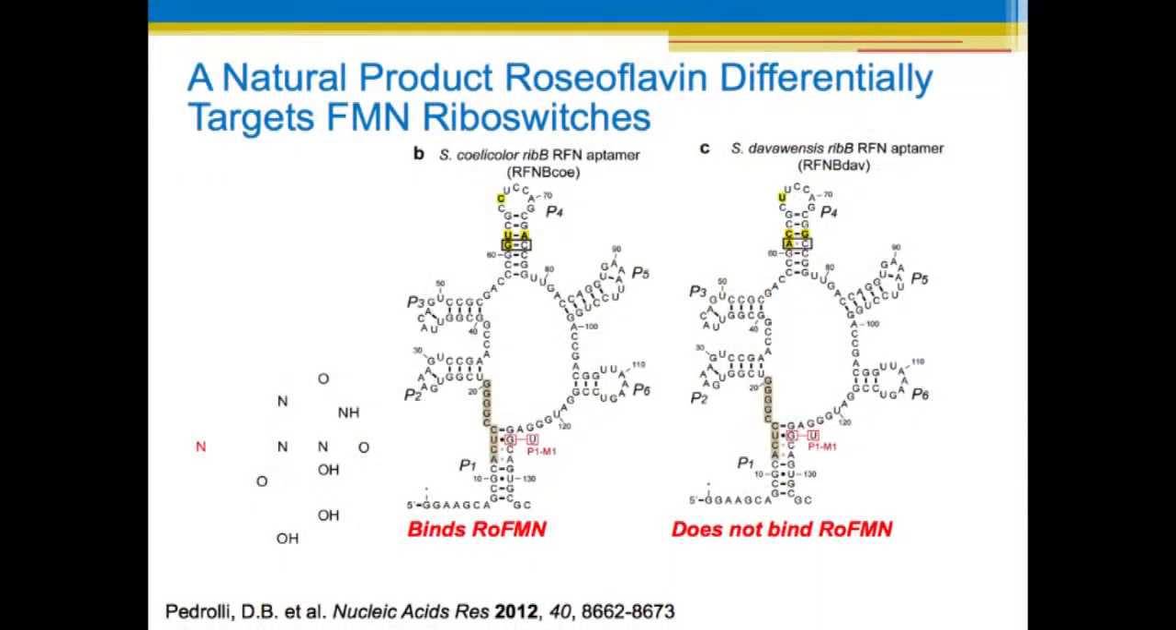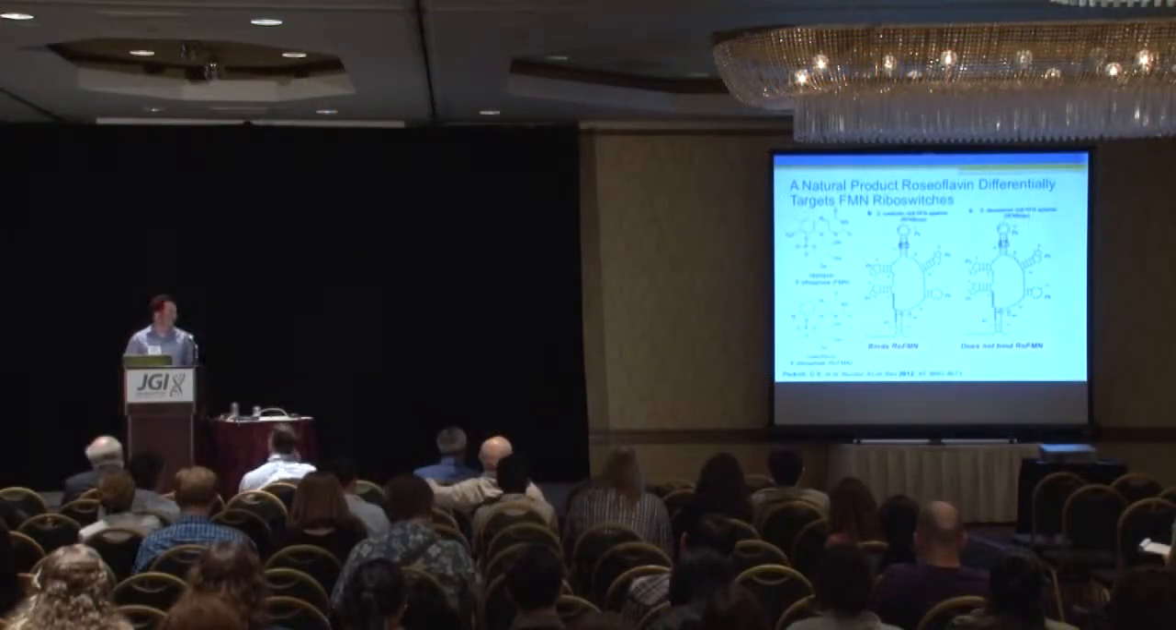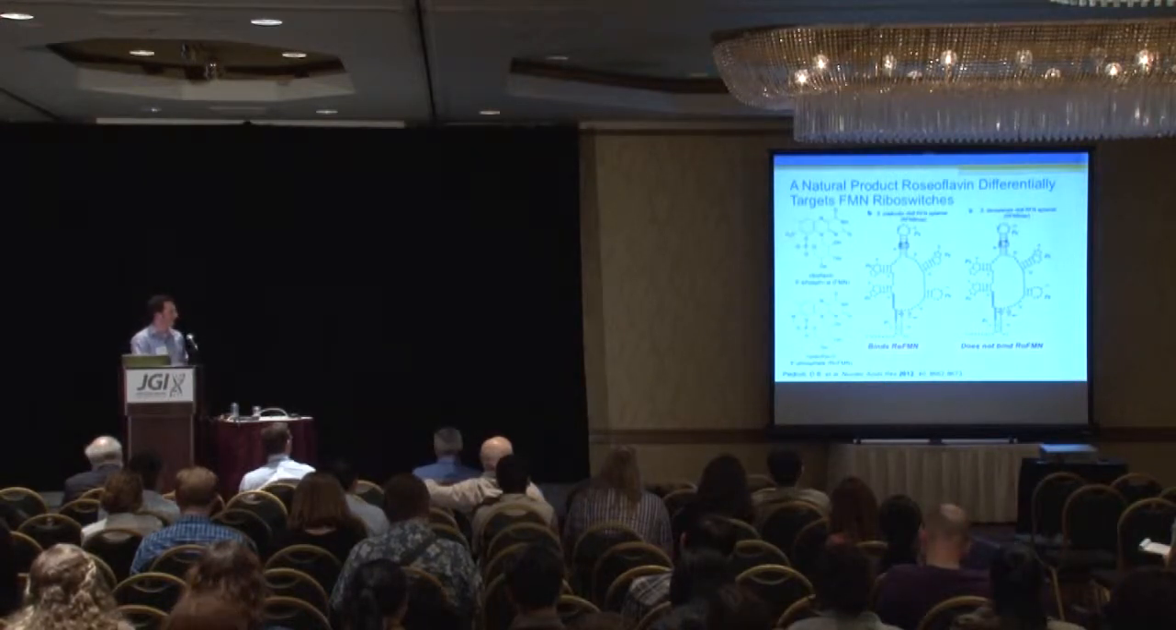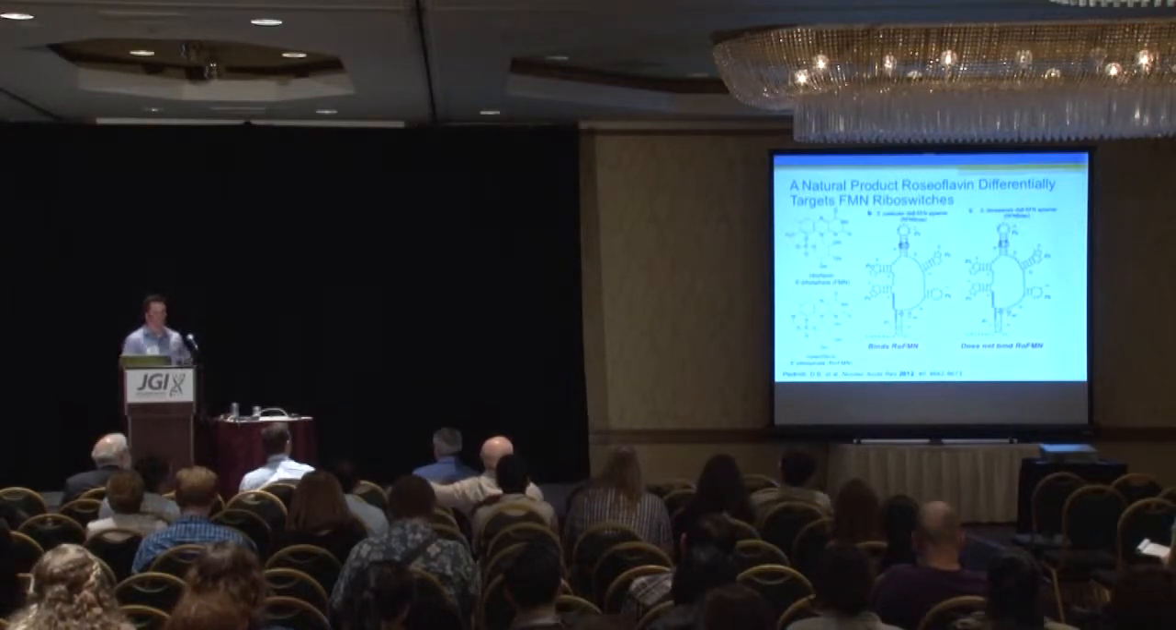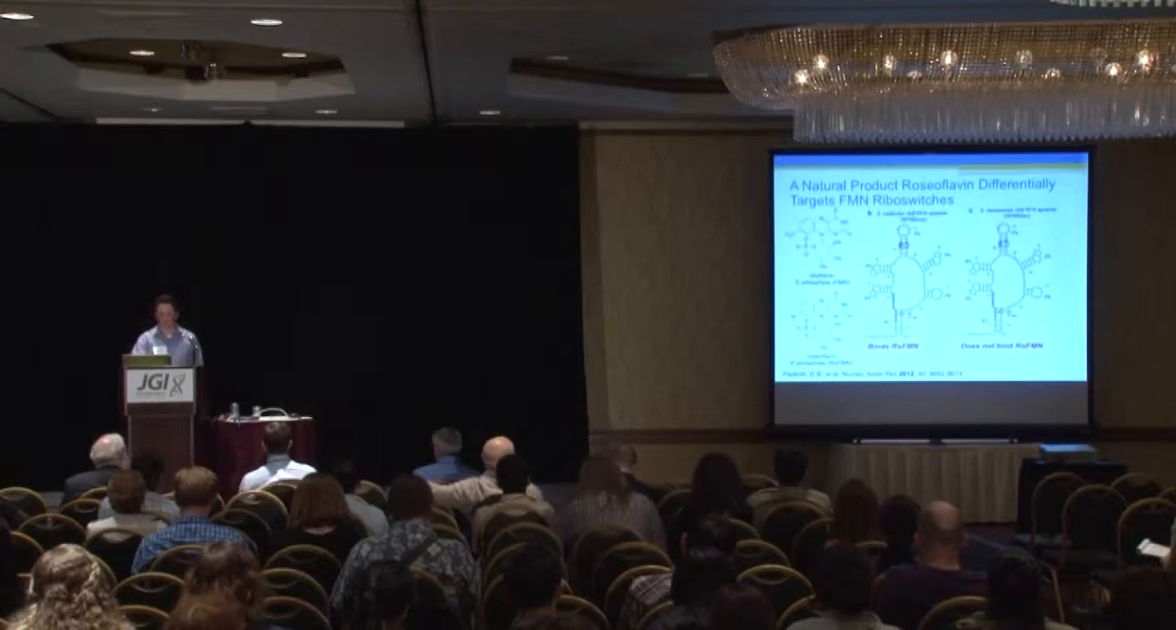There is some precedent for compounds that can selectively target riboswitch sequences in specific organisms. The FMN binding riboswitches are a family of riboswitches that bind to the compound flavin mononucleotide. There's a known natural product, Roseoflavin, that can differentially target FMN riboswitches from different bacteria. One of these sequences in a certain bacteria binds to Roseoflavin or a metabolite derived from Roseoflavin, and then another sequence does not bind Roseoflavin. So we want to know if we can exploit the sequence diversity between riboswitches in the same family by developing compounds that target specific riboswitch sequences.